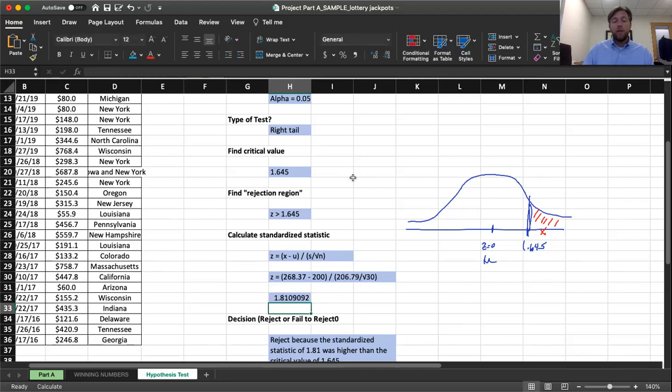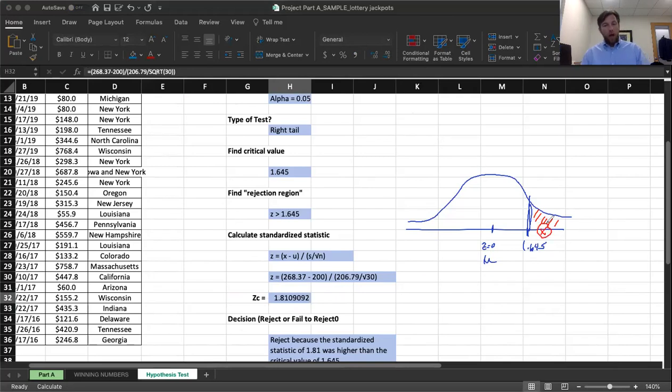And I get the value Z equals 1 point, so let's do that. Make it right. There we go. Z equals 1.81. And so what does that mean? Where is that on this number line right here? Well, it's over here, 1.81. It's higher than 1.645. And so it's over here in the rejection region.